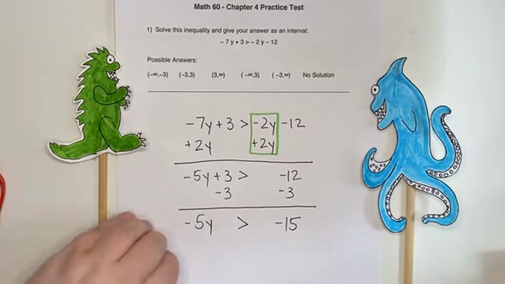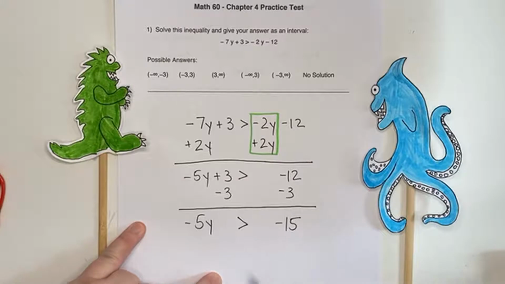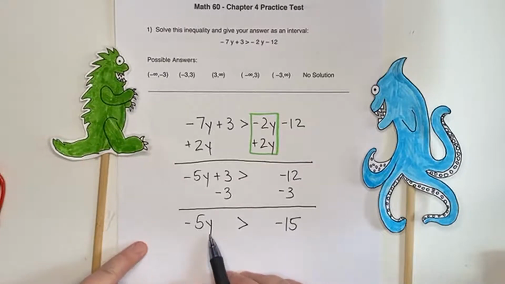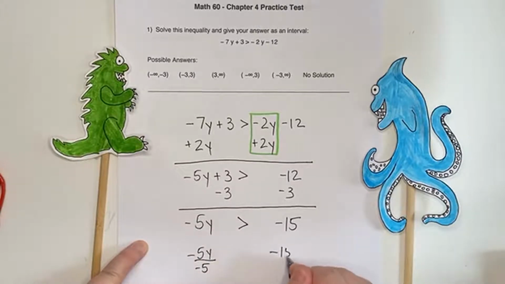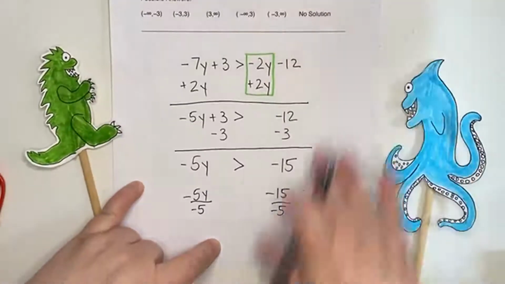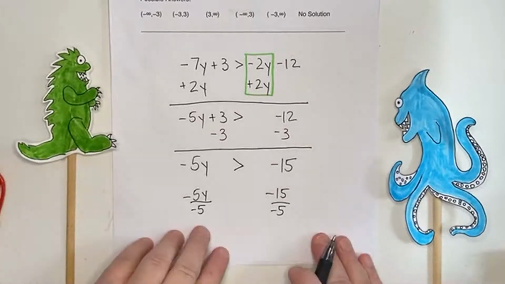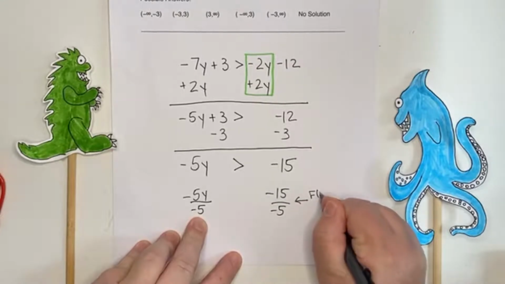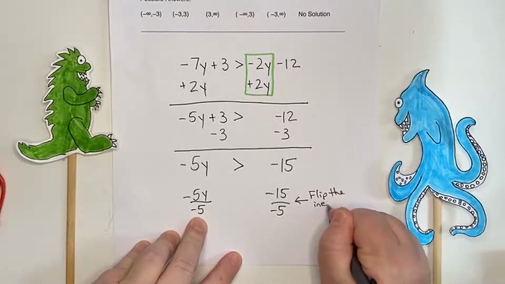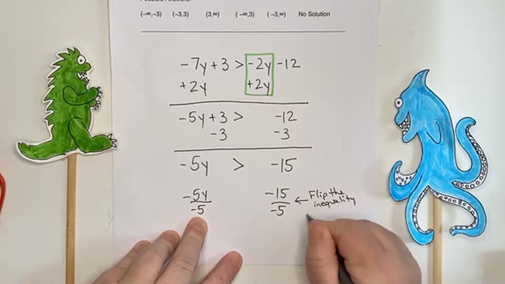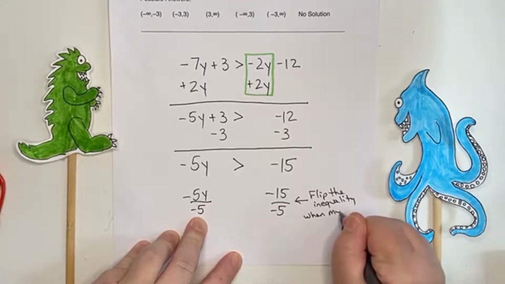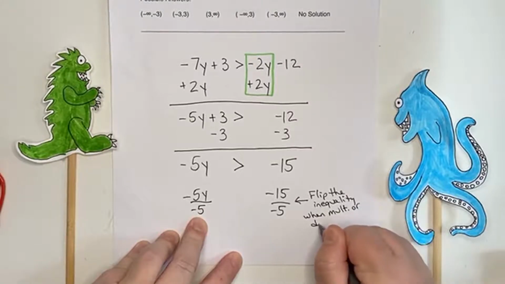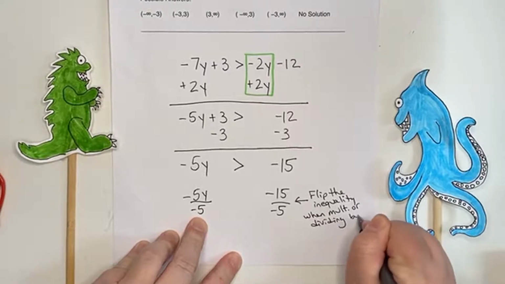Okay, so I've got this, and now I'm going to actually have to get myself to an isolated variable. The only way to do this is to divide both sides by -5. Now, if you divide by a negative, let me move this up so we can see it. Sorry, guys. If you divide by a negative, you have to flip the inequality. So flip the inequality when multiplying or dividing by a negative.